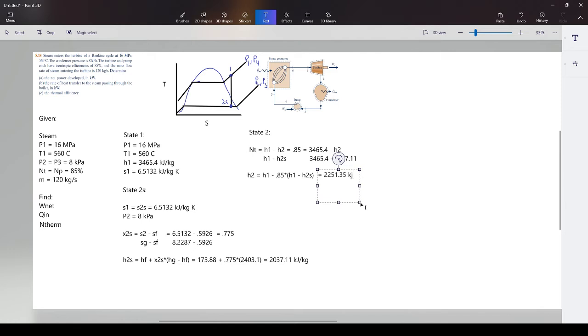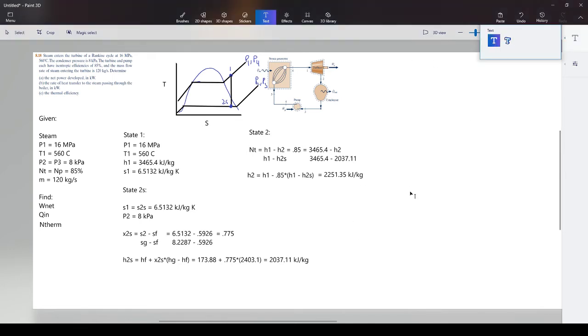2251.35, and this is kilojoules per kilogram. And this answer makes sense. The reason it makes sense is that the higher the enthalpy difference between the turbine entry and the exit, the more work it did. This value is closer to that value than this is to that value, which means we made less work. And it makes sense because there was an efficiency. We lost something, right? So our work went down because it has an efficiency. It's not perfect. And so this makes sense as an answer.